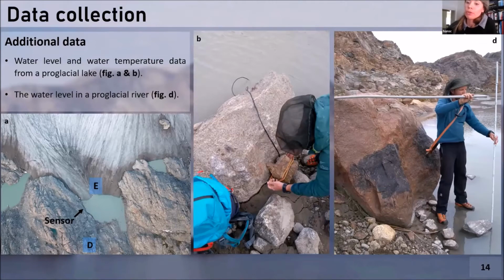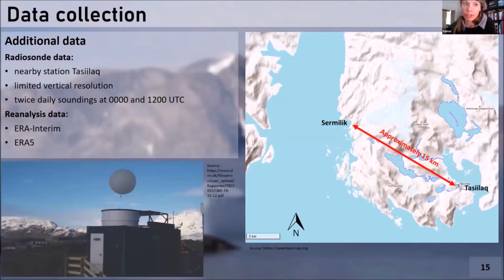Furthermore, we used the radiosonde data from the nearby station Tasselak, approximately 10 to 15 kilometers away. The idea was to compare the twice-daily soundings at 0 and 12 UTC from the radiosonde with simultaneously collected drone profiles at the station Sermelik, in order to detect how well the radiosonde data resolved atmospheric stratification. And we did the same for reanalysis data, so for ERA-Interim and ERA5 data.